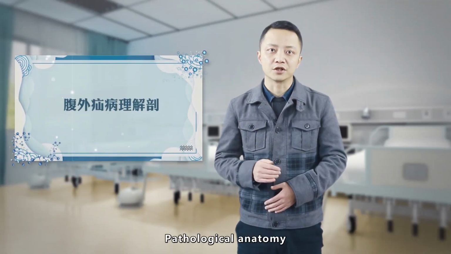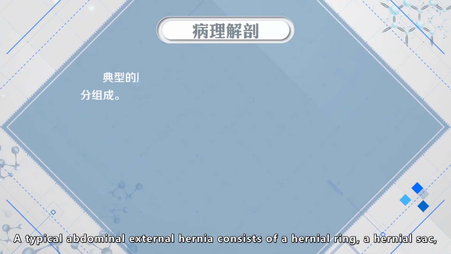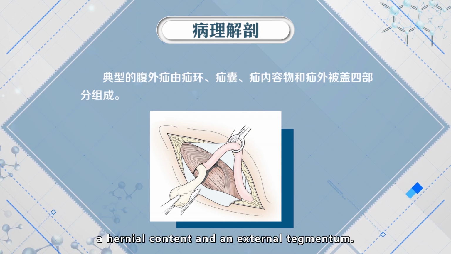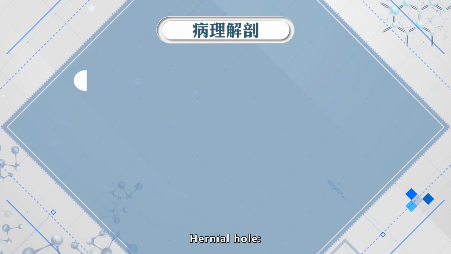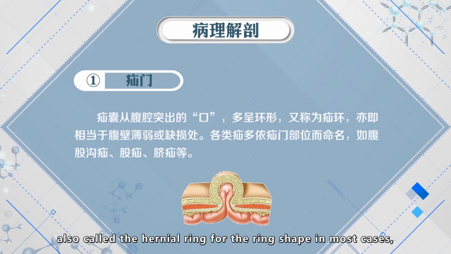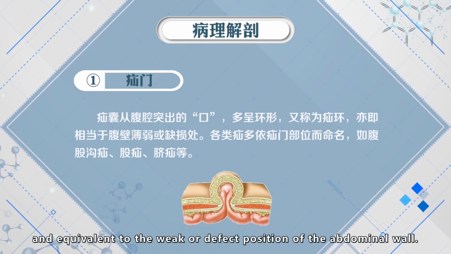Pathologic anatomy. A typical abdominal external hernia consists of a hernia ring, a hernia sac, hernia contents, and external coverings. Hernia ring. It is the hole where the hernia sac gets out of the abdominal cavity, also called the hernia ring for its ring shape in most cases, and it is equivalent to the weak or defect position of the abdominal wall.